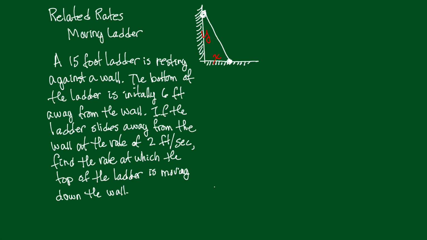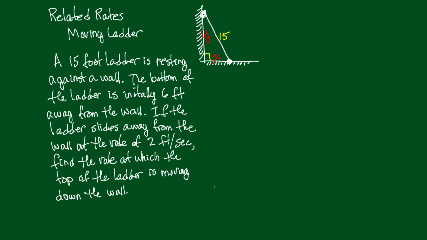Now, it sure looks like we have a right triangle here. And in fact, there is a constant I can put in here, something that does not change, and that's the length of the ladder, right? The ladder is 15 feet long, right? So the ladder, we're given that is 15 feet long. So I'm going to put in a 15 here. That does not change.